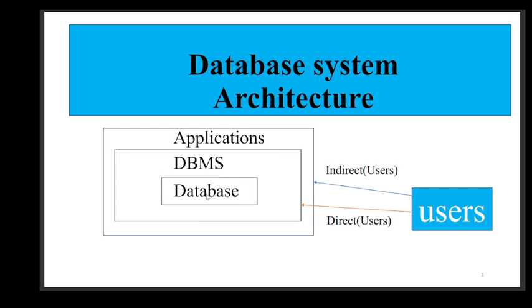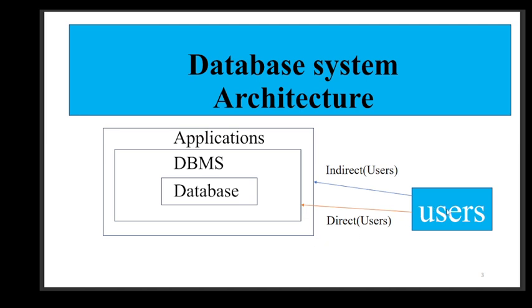At the core, we have the database, followed closely by the DBMS, which is the database management system. From the DBMS, we have the application, which we normally refer to as front-end applications. Next, we have the users who reside in the system.